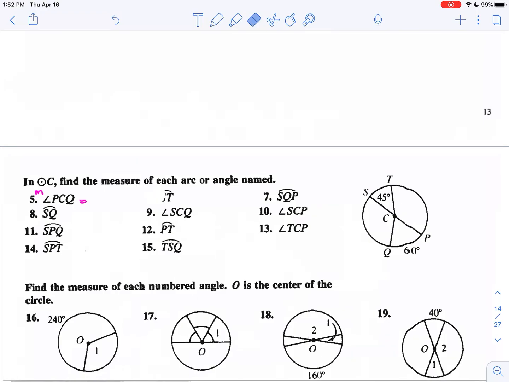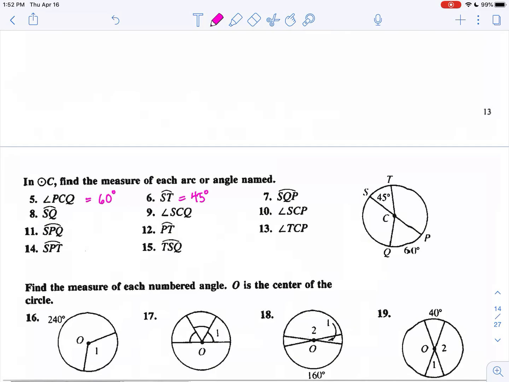Okay, so with that, now if I'm looking for the measure of angle PCQ, I see that that's the central angle to arc PQ, so my answer to that should be it's congruent, so 60 degrees. Whereas arc ST is not given, but the central angle is 45 degrees. So I can say that the measure of arc ST is also equal to 45 degrees.